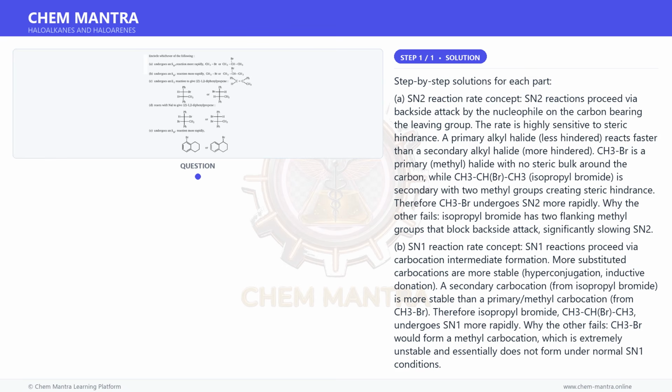Why the other fails? CH3Br would form a methyl carbocation, which is extremely unstable and essentially does not form under normal SN1 conditions. C. E2 reaction to give Z-1,2-diphenylpropane concept. E2 requires antiperiplanar geometry between H and the leaving group, Br.